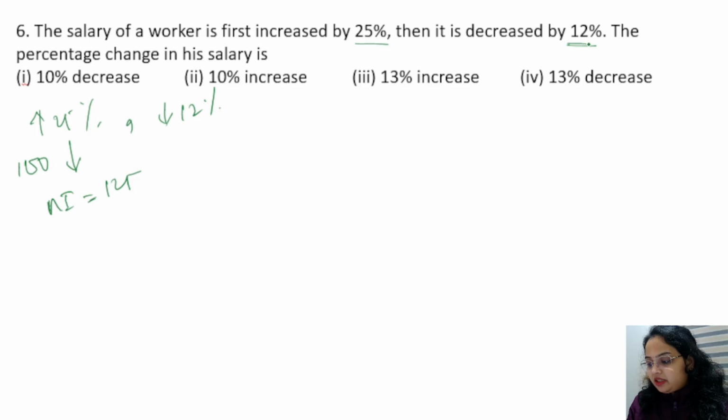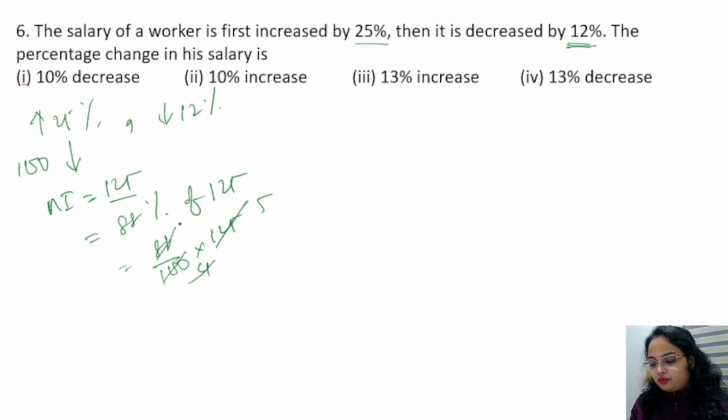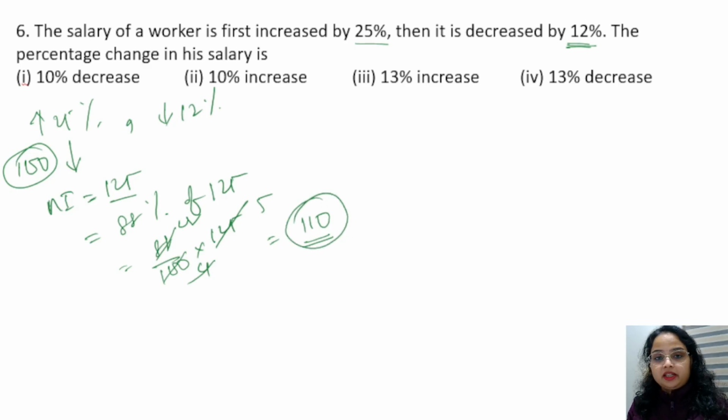Again it is decreased by 12%. If it is decreased, it is 100 minus 12, it is 88. 88% of 125 is 88 divided by 100 into 125. 25 into 5, 25 into 4. 4 into 22, it is 22 into 5, 110. 110 is the new income. So initially it was 100, later it is 110. So it is an increase of 10%. So it is the second option.